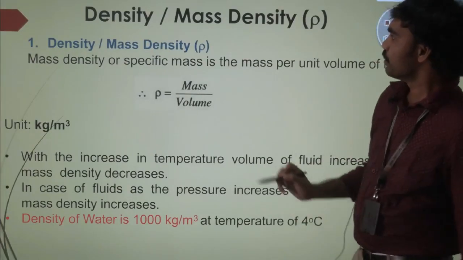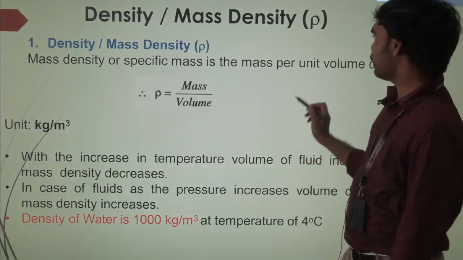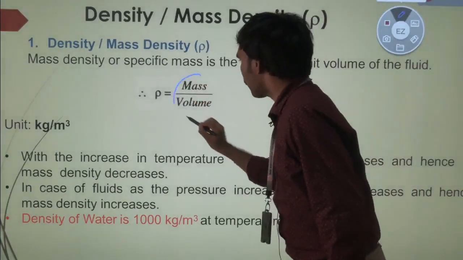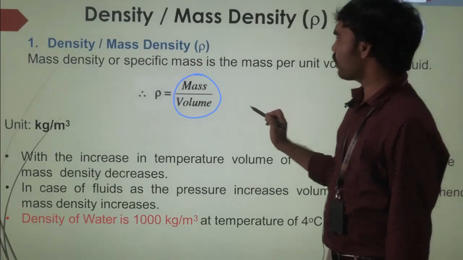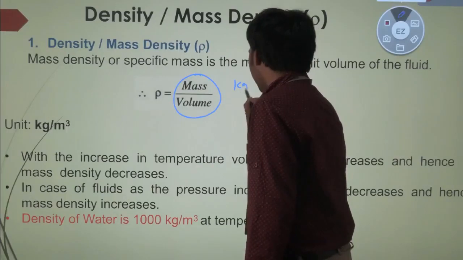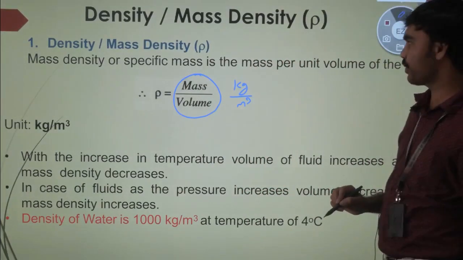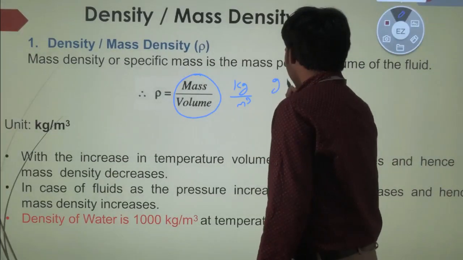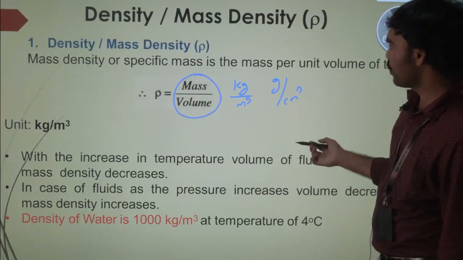So density, or mass density, or you can call it specific mass, is nothing but the mass occupied per unit volume. How much mass is occupied by the body per unit volume, that you can call density. The units: mass is represented in kg and volume in meter cube, so the units are kg per meter cube, and sometimes you can represent it as gram per centimeter cube, depending upon your interest. So these are the units.